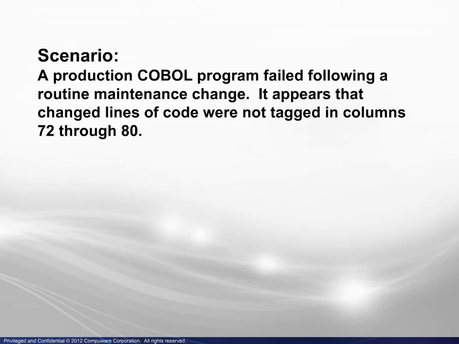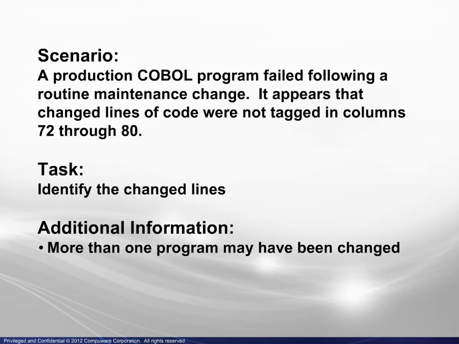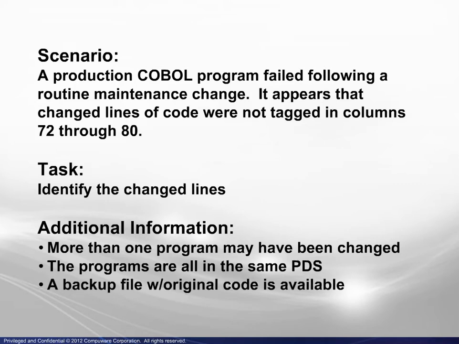Here is the scenario. A production COBOL program failed following a routine maintenance change. It appears that changed lines of code were not tagged in columns 72 through 80. The task is to identify the changed lines. This additional information is available. More than one program may have been changed. The programs are all in the same PDS. A backup file with the original code is available.